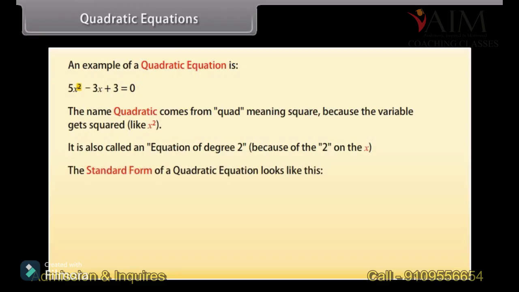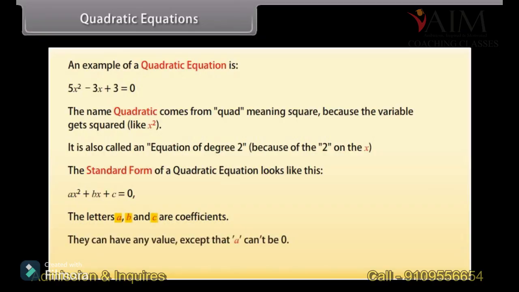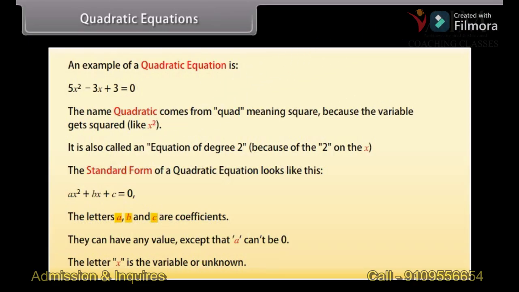The standard form of a quadratic equation looks like this. ax square plus bx plus c is equal to 0. The letters a, b and c are coefficients. They can have any value except that a cannot be 0. The letter x is the variable or unknown.